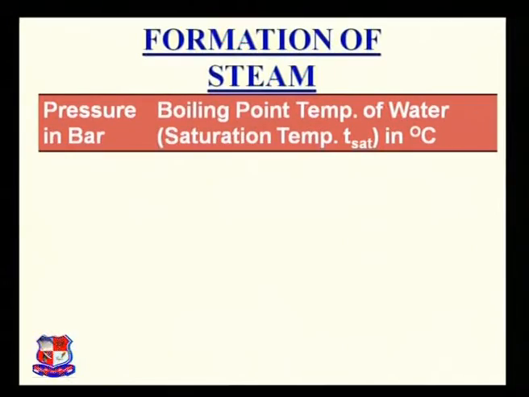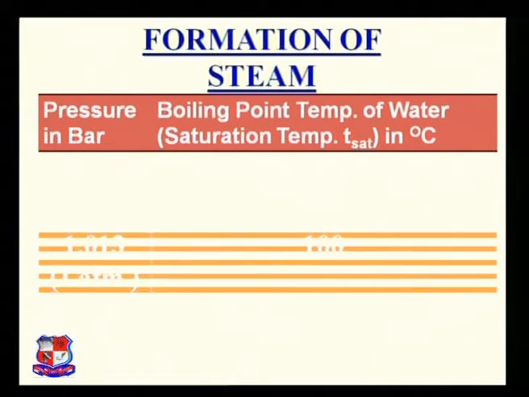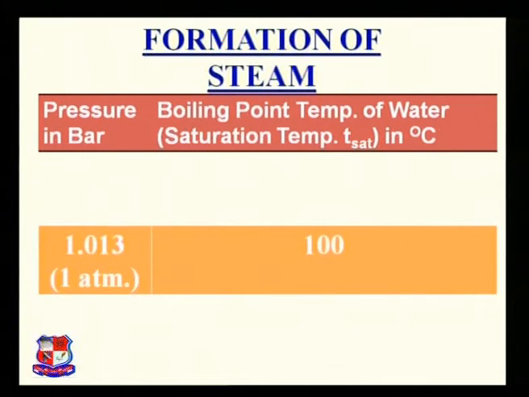So what is the boiling point temperature at 1 atmospheric pressure? At 1 atmospheric pressure, the boiling point temperature of water is 100 degrees centigrade. Now when the pressure of water decreases, what will be the effect on the boiling point, or the effect on the saturation temperature?